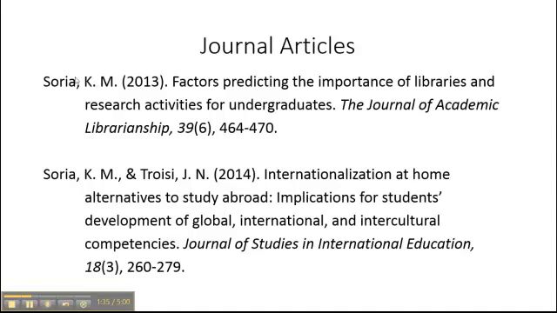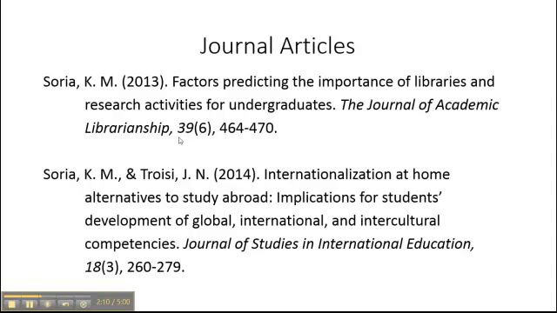Here's two examples. This is an example with one author. So you see it's Soria, K. M., and then the year, and you see there's periods and there's a space right here between the first name initial and then the middle name initial. The year is in parentheses, and then we've got a period after that. We have the title. Again, as you can see, it's written just like a sentence, so nothing is capitalized except for the first word of this journal article title.